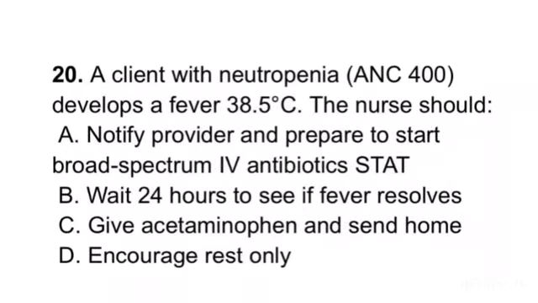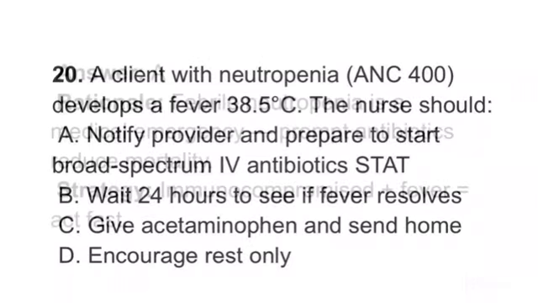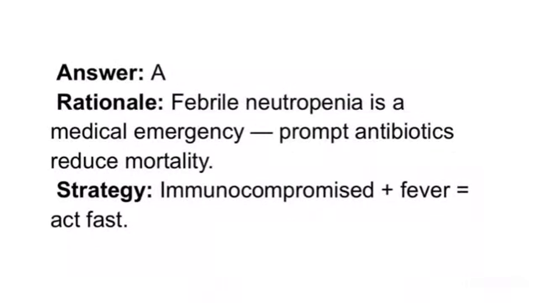20. A client with neutropenia, ANC 400, develops a fever of 38.5 degrees Celsius. The nurse should: A. Notify provider and prepare to start broad-spectrum IV antibiotic stat. B. Wait 24 hours to see if fever resolves. C. Give acetaminophen and send home. D. Encourage rest only. Answer: A. Rationale: febrile neutropenia is a medical emergency, prompt antibiotics reduce mortality. Strategy: immunocompromised plus fever equals act fast.